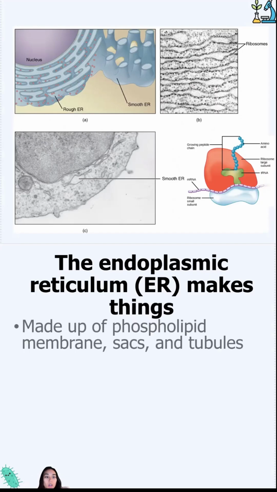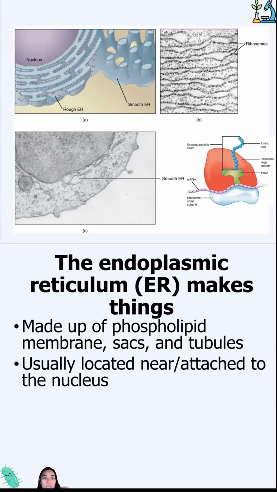They work together. It is also made up of a phospholipid membrane. There's different sacs, tubules, layers, as you can see here. Some of it is patterned like this. Some of it has this kind of pattern, but that's what the endoplasmic reticulum is, this kind of organelle made up of phospholipid membrane and all different kinds of shapes. And again, it is usually located attached to and near the nucleus because they work together to produce stuff for the cell.